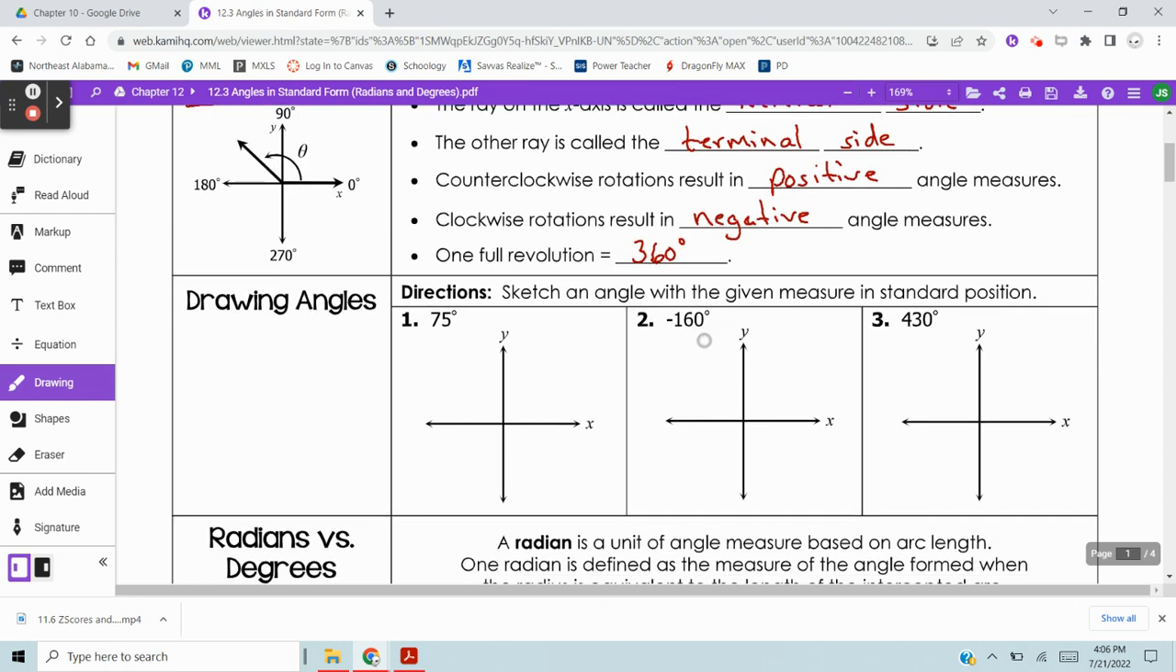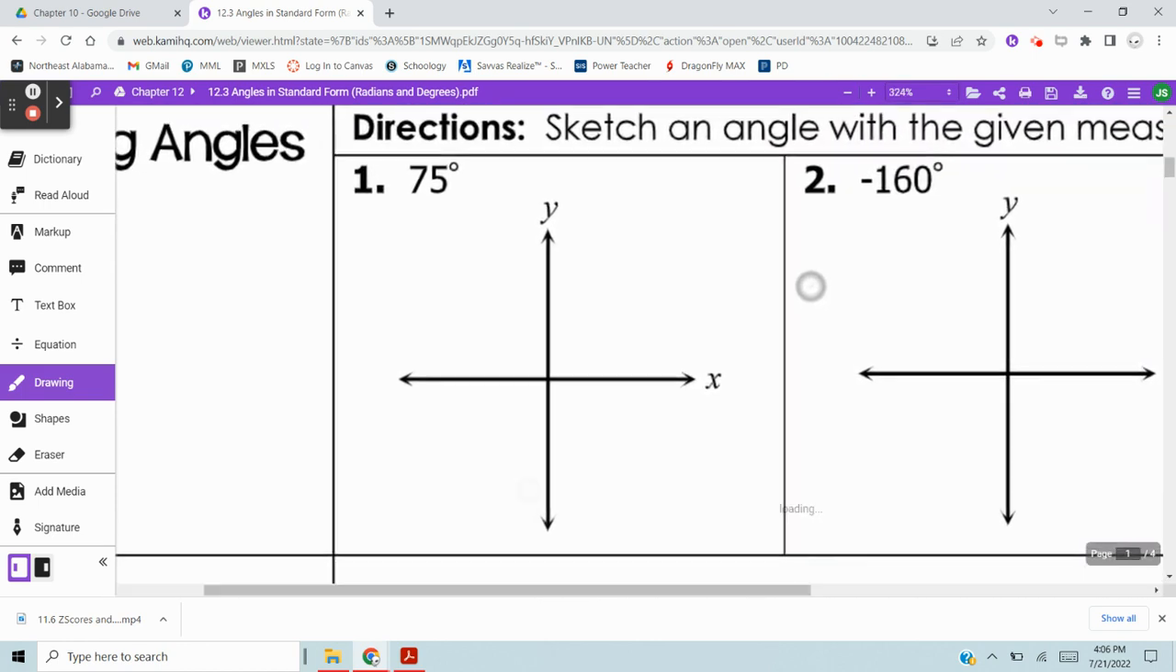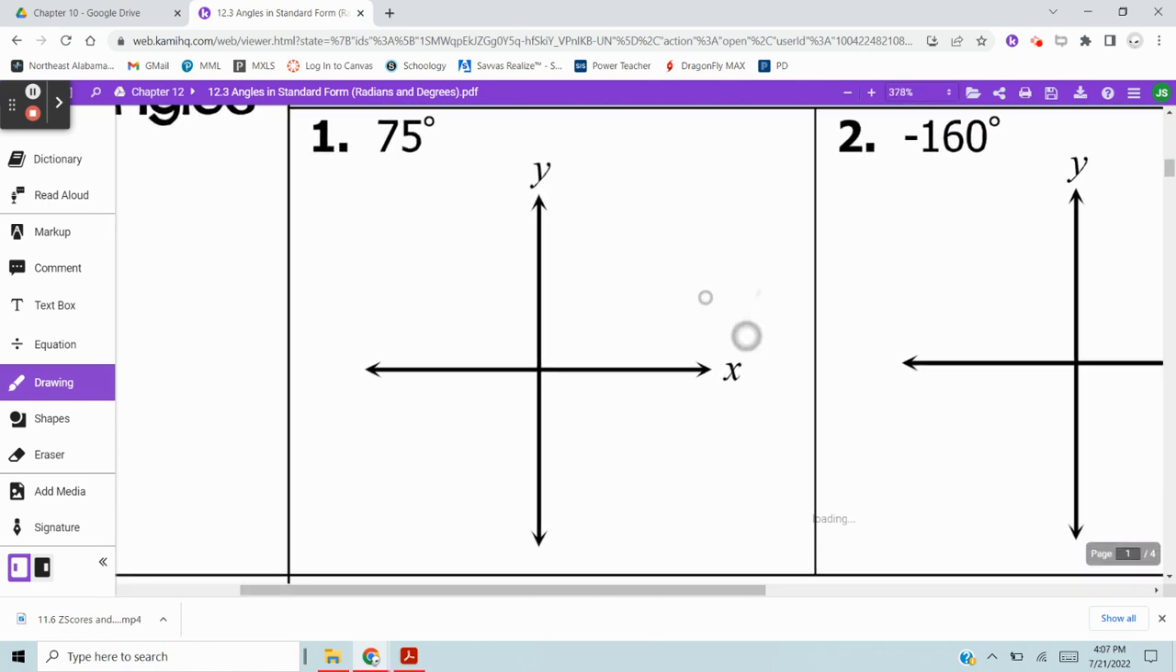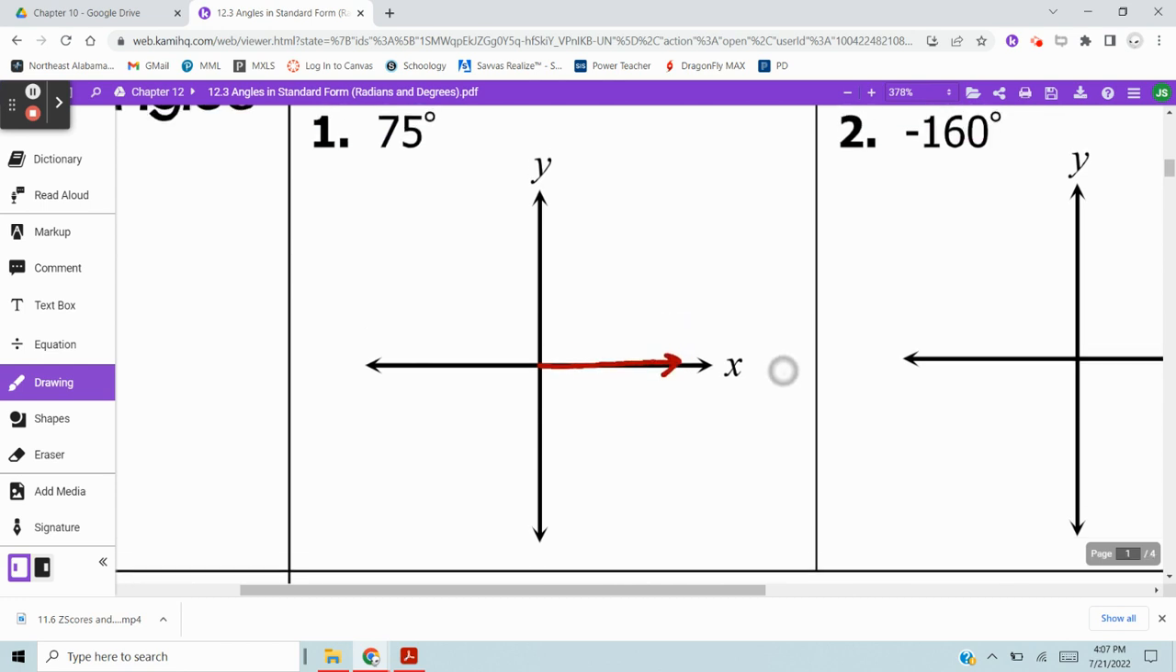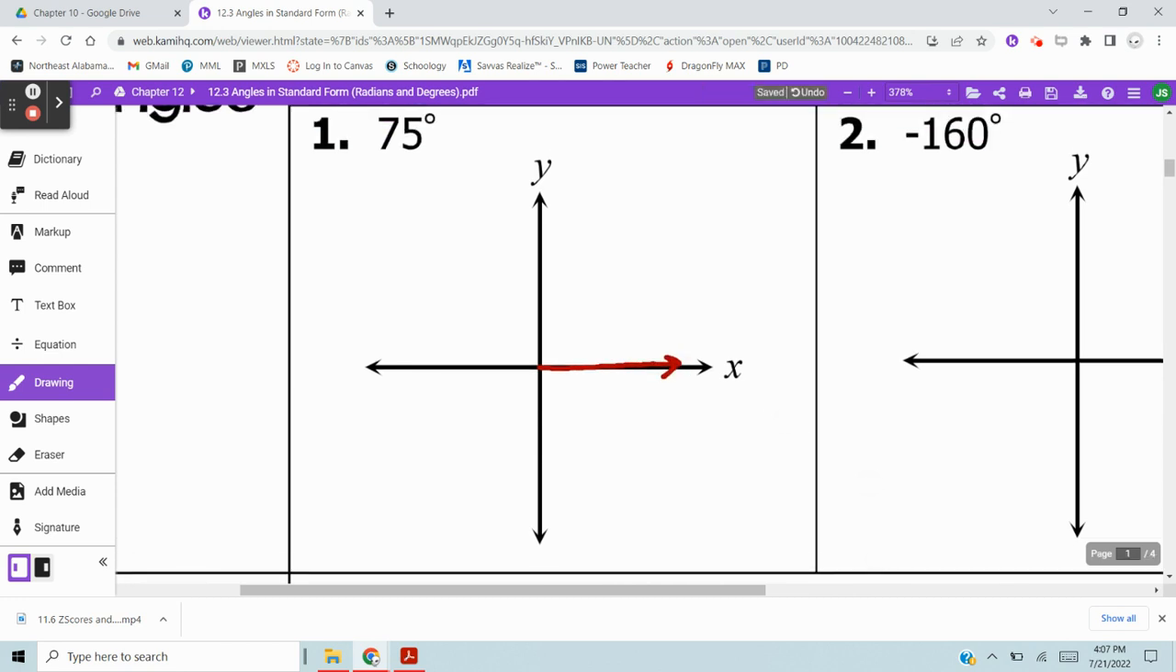Okay, next we're asked to actually draw some angles. It says sketch an angle with a given measurement in standard position. Now I do want to remind you that we're always going to start on the initial side along the positive x-axis. So here's our starting point, and we rotate from there. Now if we're rotating in this direction, just a quick reminder that this is 90 degrees, 180, 90 more would be 270, 90 more than that, all the way back around would be 360, and we could actually keep going. 90 more than that would be 450, so 450 and 90 are the same angle. We'll talk more about that in just a second.